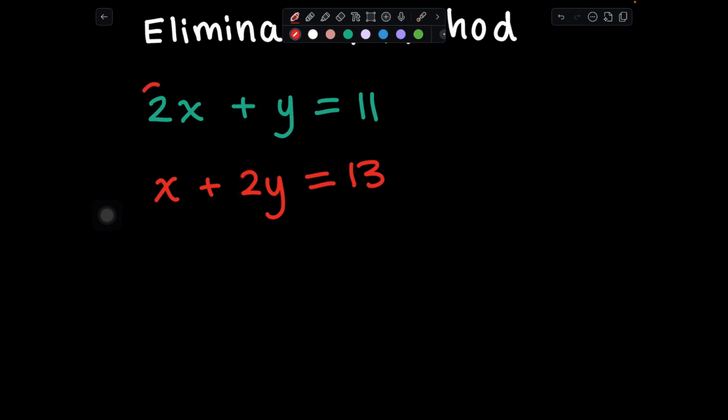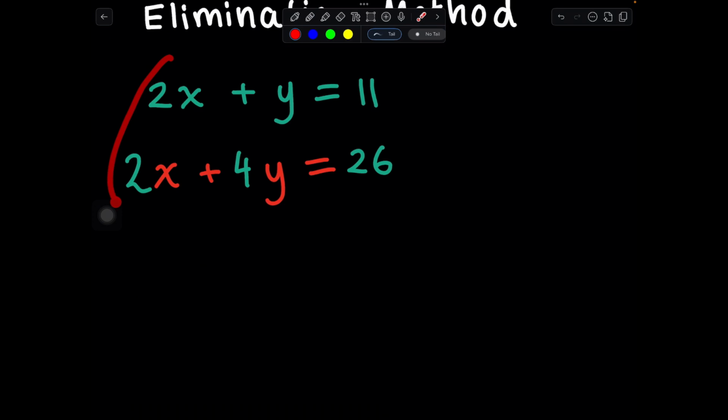And what you do is you look at the coefficient in front of the x and you can see there's a 2 there and there's a 1 here. What you can do is you can multiply this entire equation by 2 to match it with the top one. So when I multiply this one by 2, I get 2x. Then I get 4y here. And I get 26 here.